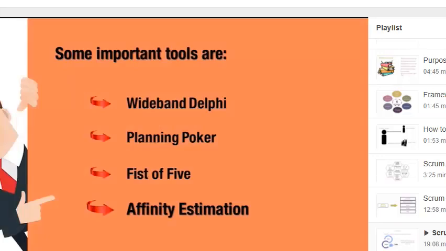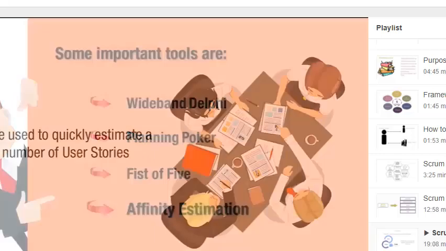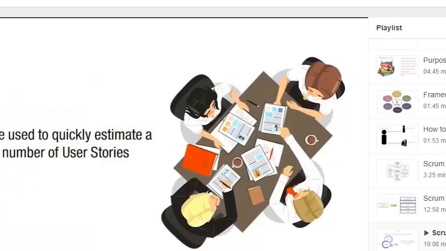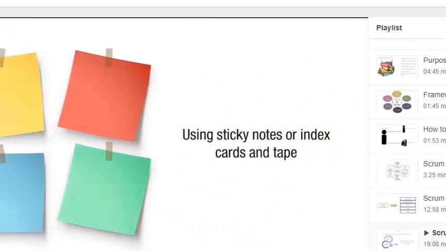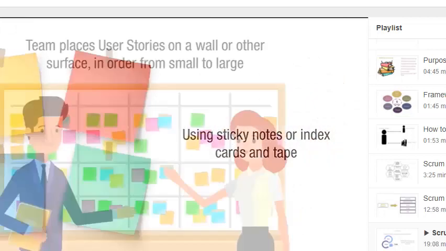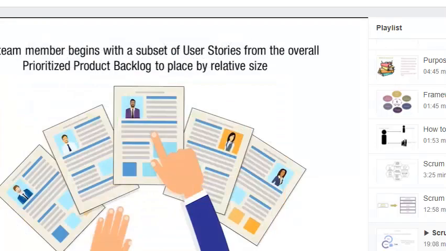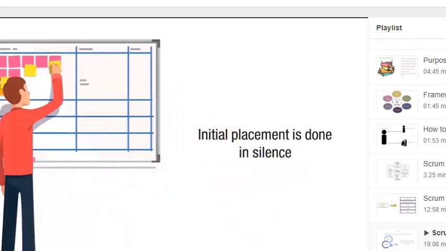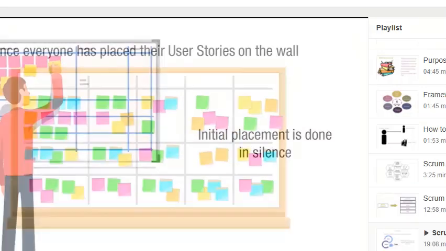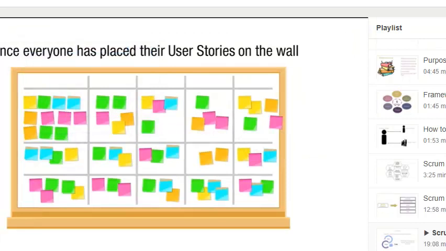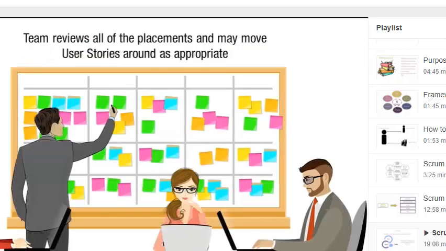The last technique is affinity estimation. It is a technique used to quickly estimate a large number of user stories. Using sticky notes or index cards and tape, the team places user stories on a wall or other surface in order from small to large. For this, each team member begins with a subset of user stories from the overall prioritized product backlog to place by relative size. This initial placement is done in silence. Once everyone has placed their user stories on the wall, the team reviews all of the placements and may move user stories around as appropriate.